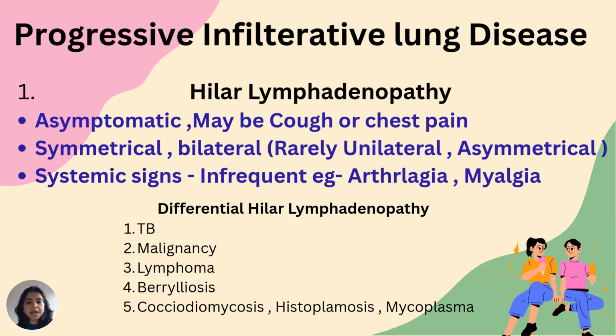Systemic signs are usually infrequent, but patients can present with arthralgias and myalgias. But full-blown arthritis is not part of sarcoidosis. Again, top differentials of hilar lymphadenopathy are tuberculosis, malignancies, lymphoma, berylliosis, fungal infections like coccidioidomycosis and histoplasmosis, and also mycoplasma.